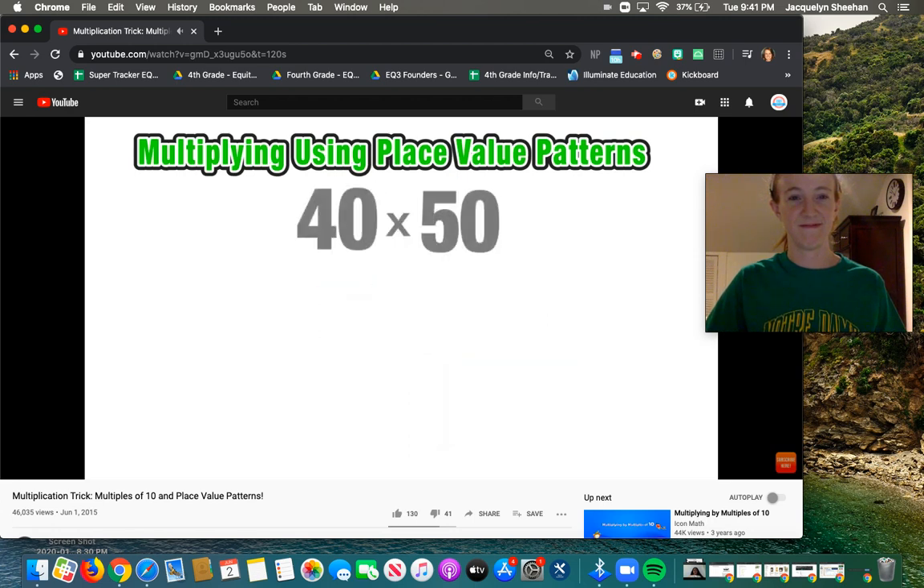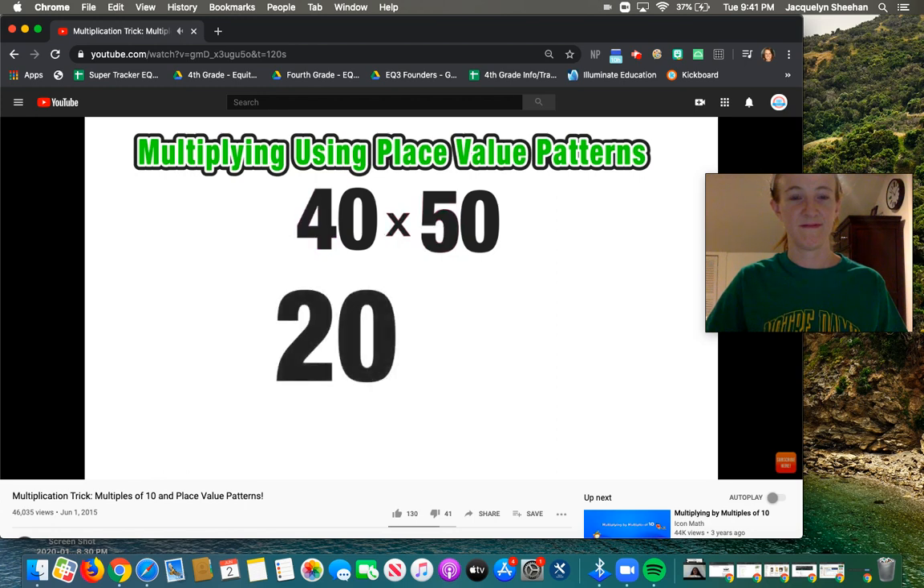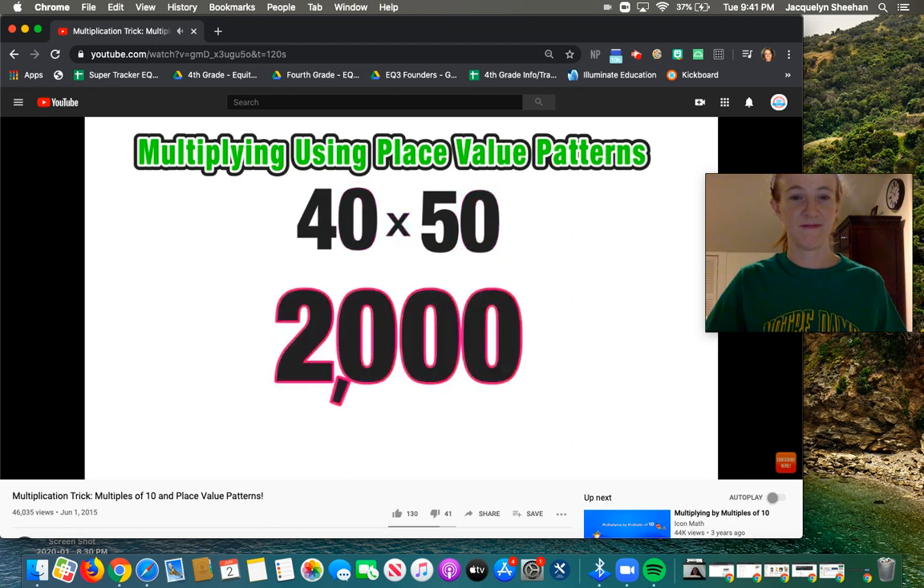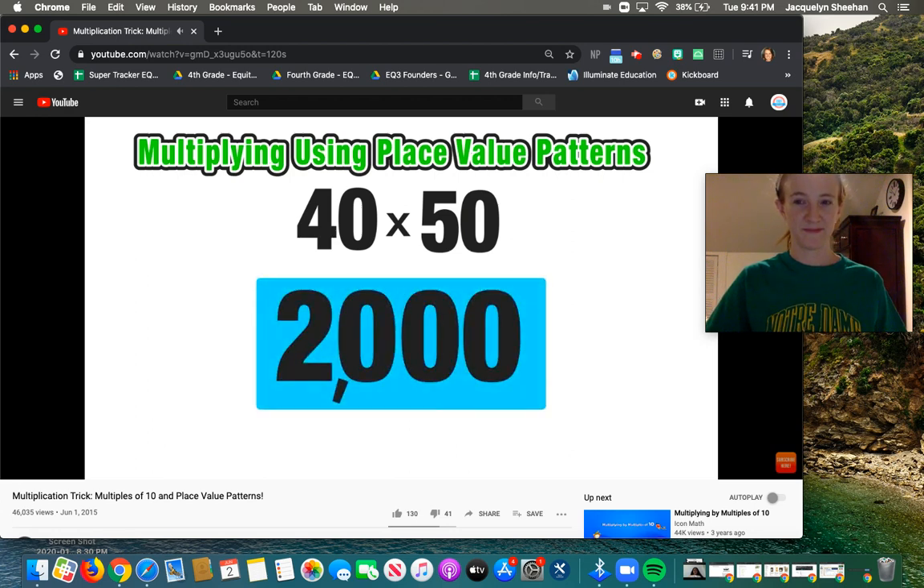So with this method in mind, let's go ahead and try to find the product of 40 and 50, which are both multiples of 10. Again, take the two non-zero digits, 4 and 5, multiply them together. 4 times 5 is 20. And now we have two zero digits. So we take those two digits and tack them onto the product that we just found. And our answer is 2,000. 40 times 50 has a product of 2,000.